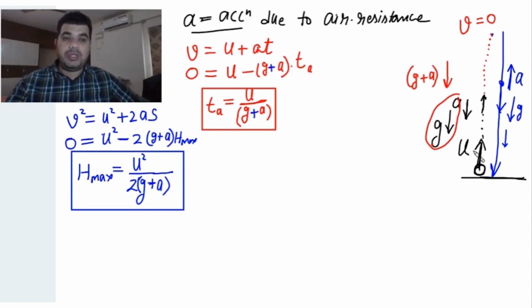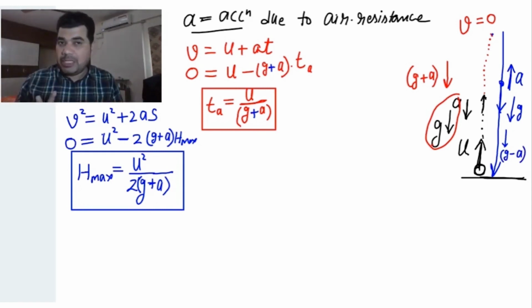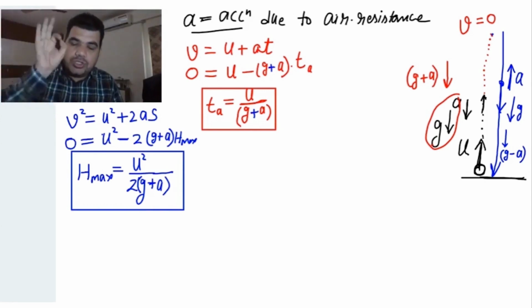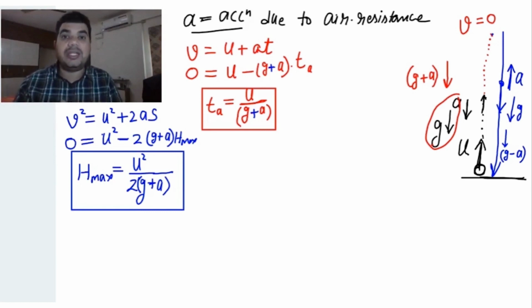When moving upward, it is g plus a, but moving downward, g is downward and a is upward, so we have to subtract. When we subtract, we will have g minus a. Okay, guys. Now why did we get g minus a? Now the ball is coming downward. Air resistance is upward, g is downward. G and air resistance are in opposite directions. That's why it is g minus a. But when the ball is going upward, g and a both are in the downward direction. That's why we put g plus a there.